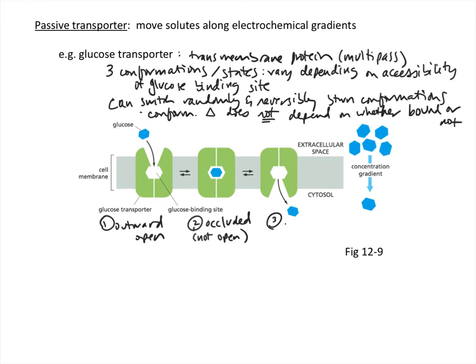We call this the inward open state. And if glucose is bound, that means that as it opens inward, glucose can then dissociate and move into the cytoplasm.